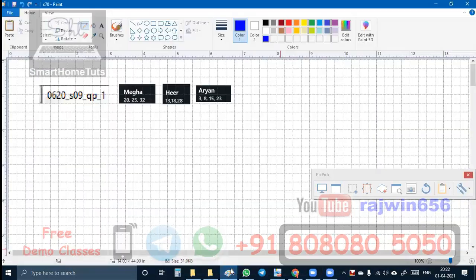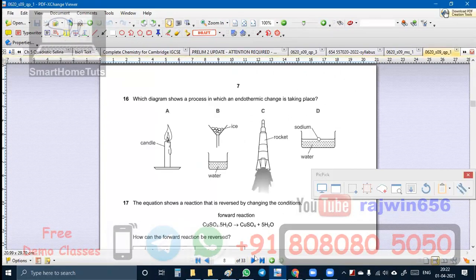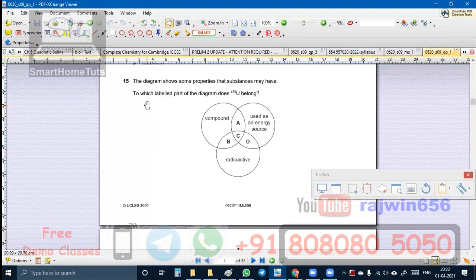After 13 we have 15, I suppose. The diagram shows some properties that substances may have. To which labelled part of the diagram does uranium belong? Uranium is an element, so it cannot be a compound. So directly A, C and B are gone. So straight away the answer is D.